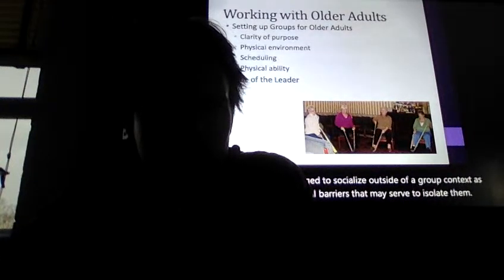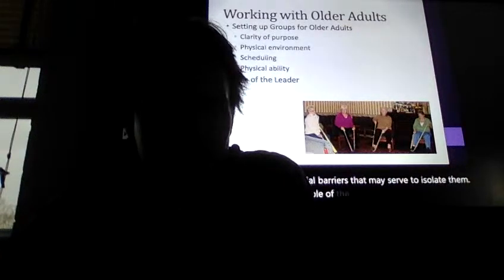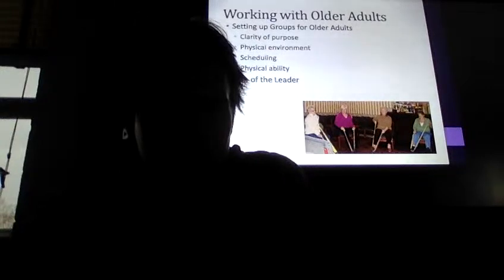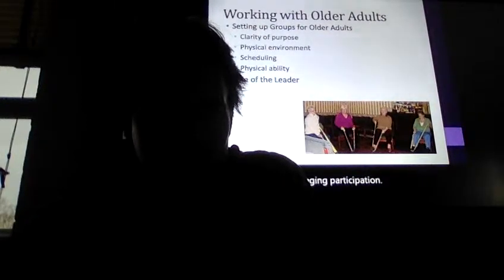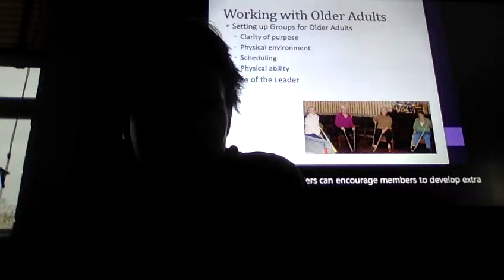A few quick words about the role of the leader when working with older adults. Leaders must realize that the pace when working with this population may be a bit slower, and the goals may be more limited than for most other groups. Group leaders must maintain an accepting, patient, and positive attitude, reinforcing change and encouraging participation. Given the age and health of members, long-term goals may not be appropriate, and instead leaders can encourage members to develop and strive towards short-term goals and objectives.